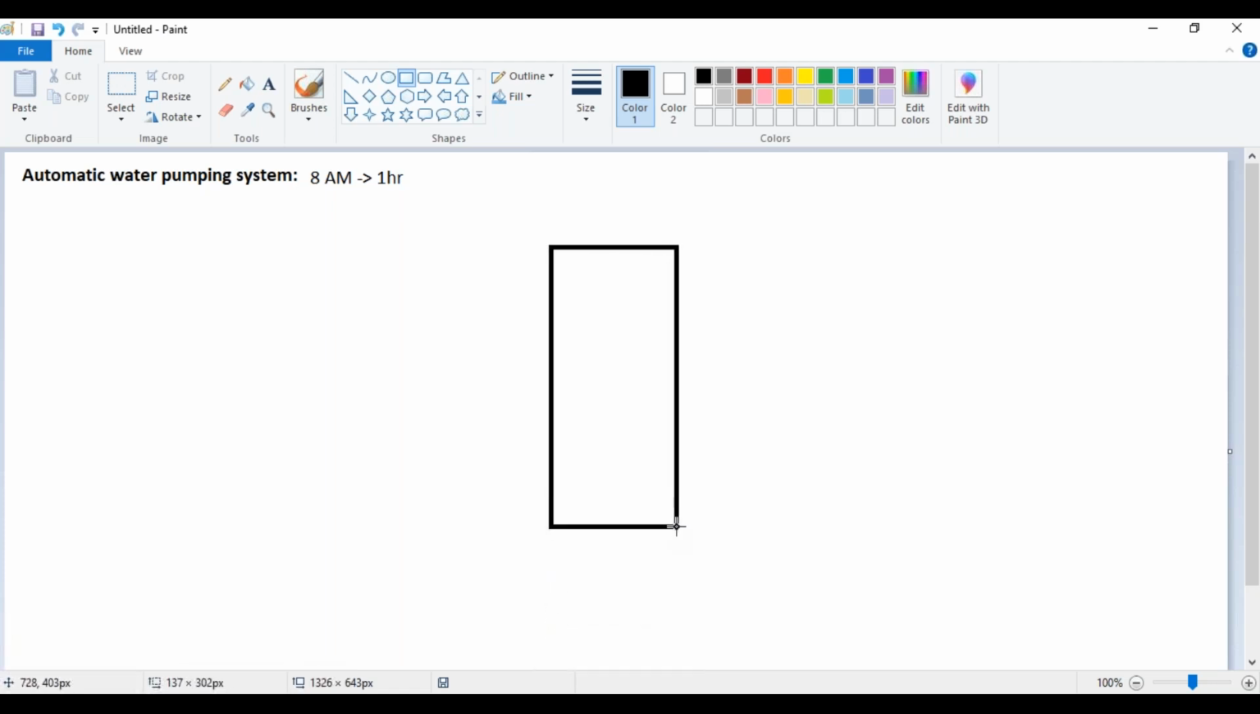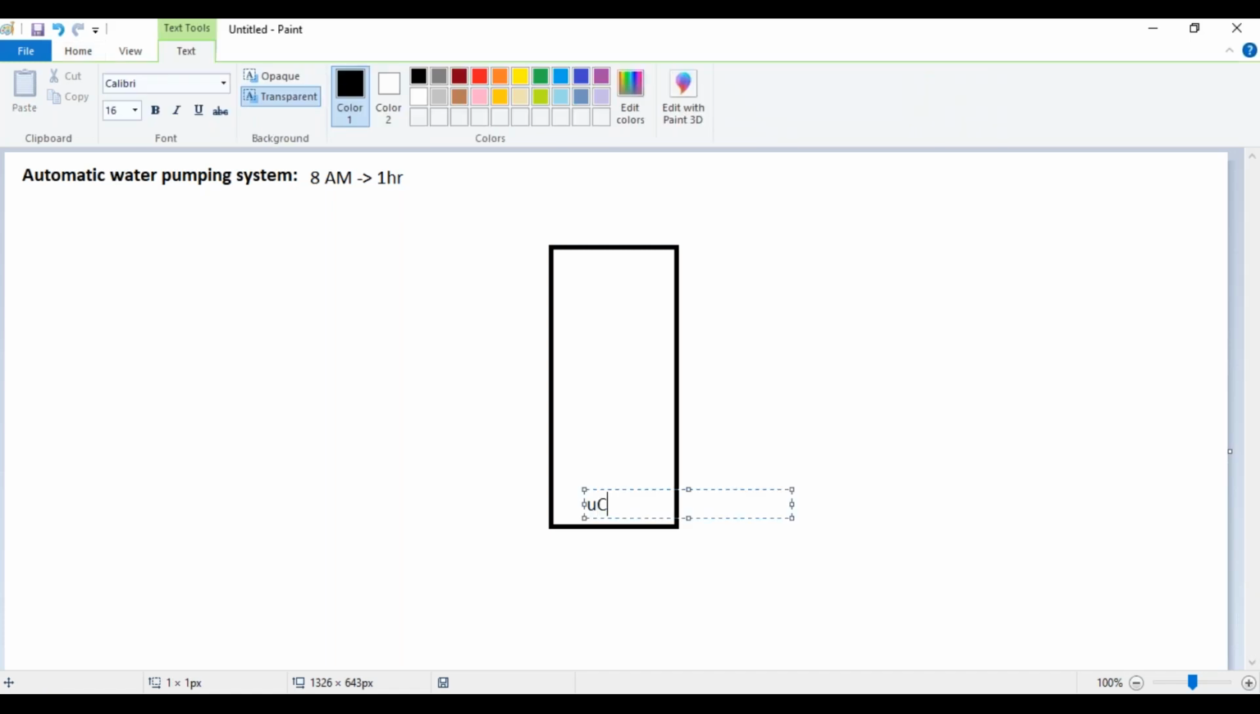What is it? It's a microcontroller. Okay. So I'm going to choose a microcontroller. I want to design an automatic water pumping system, and I am taking a microcontroller as the most important component.